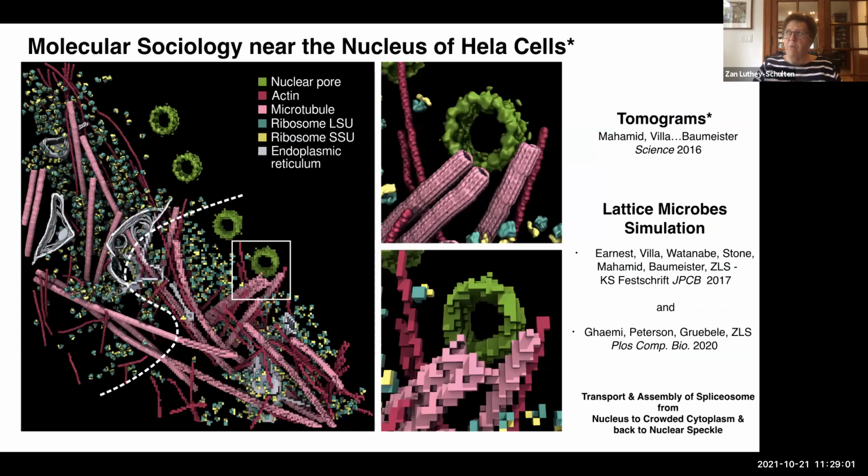Another point I want to make clear is from the work of Julia Mahamid and Elizabeth Villa when they were group members with Baumeister, and it appeared in Science. They were trying to look at the molecular sociology near the nucleus of a HeLa cell. That's a human cancer cell. And right now, this black area where I've written all the legends, that's the nucleus. And these are the nuclear pores, and they have them in beautiful resolution. And in fact, the top part of this plot is Julia's data.